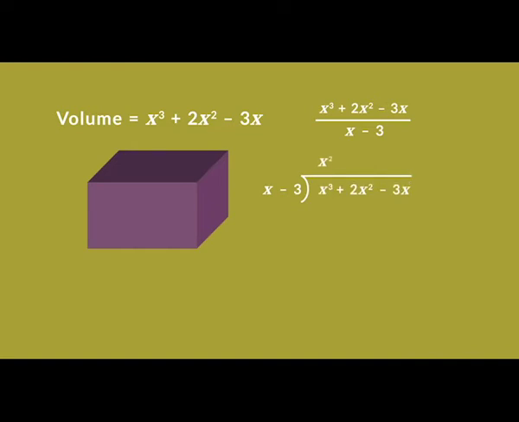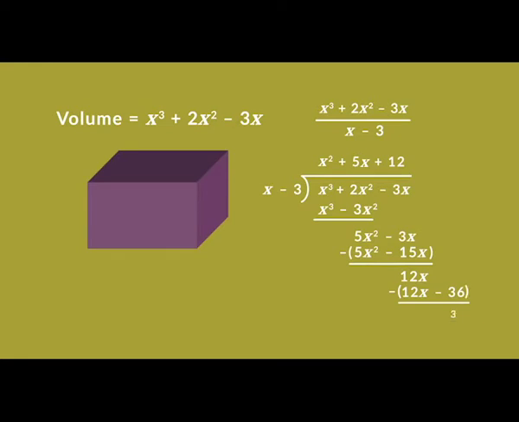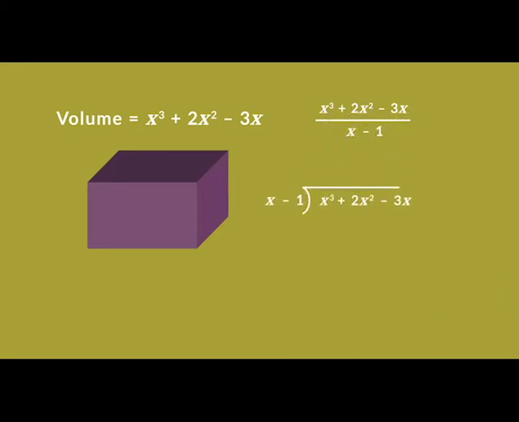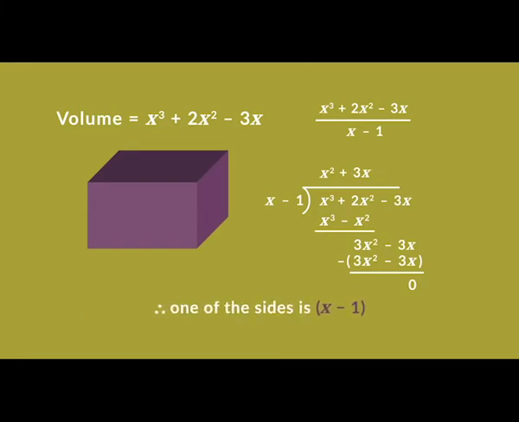As you can see, if we do the long division calculation, we will find that x minus 3 is not one of the sides of the box, because the quotient, or the answer of the division calculation, has a remainder. The quotient here is x squared plus 5x plus 12, with a remainder of 36. And x minus 1? If we divide the polynomial by x minus 1, we will get an answer of x squared plus 3x with no remainder. So this means that x minus 1 is one of the sides of the box.